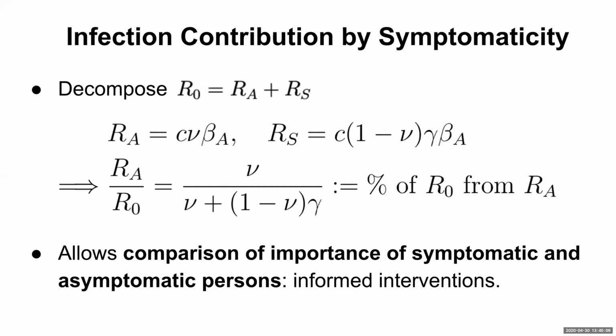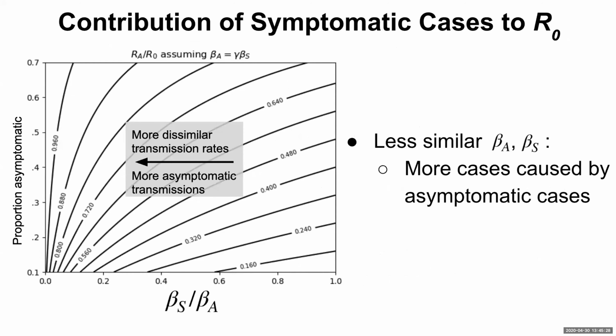With this analytic model, we are also able to decompose the infections into those resulting from asymptomatic and symptomatic transmission. This allows us to determine how important asymptomatic spread is during an outbreak as a function of the asymptomatic infection rate and the differences in transmission probabilities. Here we're looking at the contribution of asymptomatic cases. Again, the asymptomatic proportion is on the y-axis with the ratio of symptomatic to asymptomatic transmission rates on the x-axis.